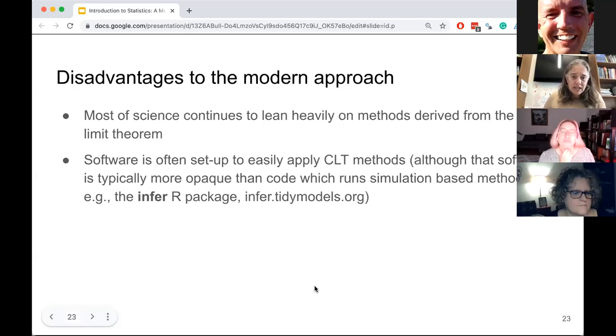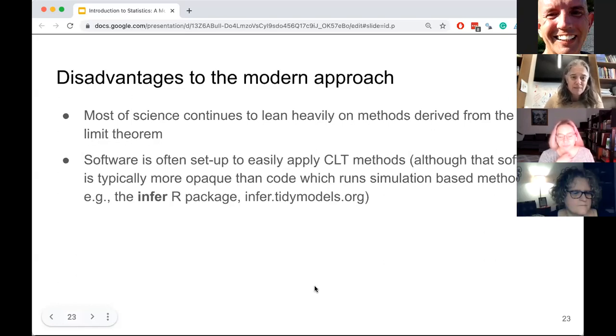Another disadvantage is that a lot of the software that's used implements the central limit theorem methods, the t-tests and whatnot, really easily. Although we would argue that most of that software, just doing it at the push of a button, actually makes the methods more opaque. So we worry a little bit about the reasoning being, hey, it makes it easier for students to implement, when it makes it so that they have no idea what they're doing.